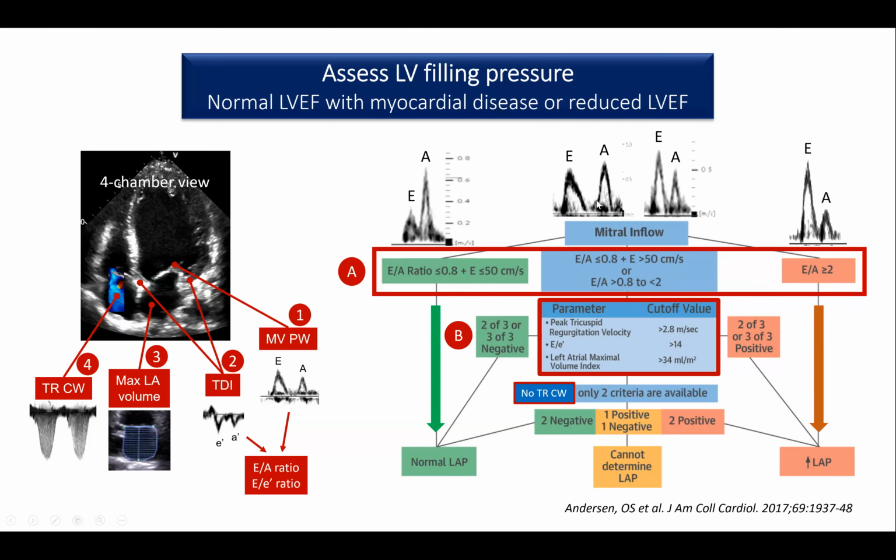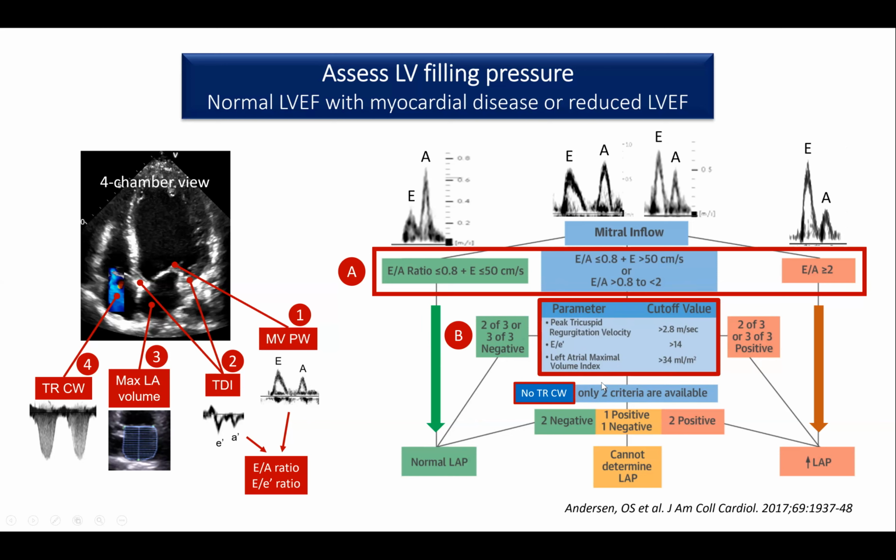Okay, so when you have a pattern looking like this or like this, then we have to go down looking at the other parameters here. We look at the E/E' ratio, we look at the left atrial volume, and we look at the peak tricuspid regurgitation velocity. If 2 or more of these parameters are normal, meaning less than 14, less than 34, and less than 2.8, then 2 out of 3 are normal, therefore the LA pressure is normal. If 2 out of 3 of these parameters are abnormal, then the LA pressure is abnormal.